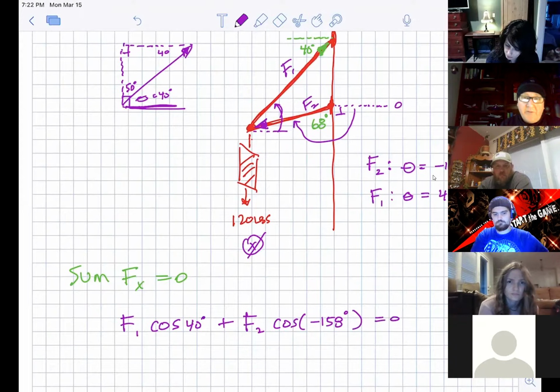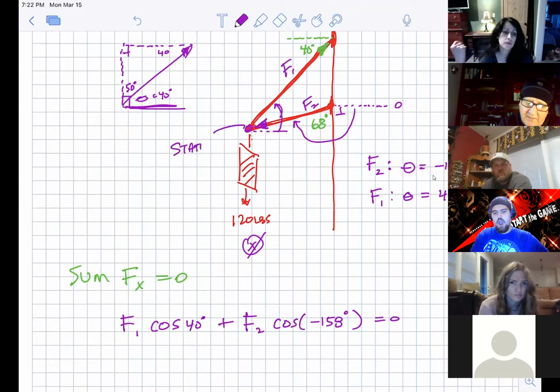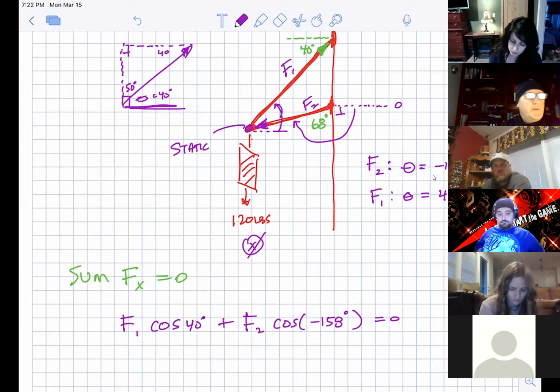There's three vectors here. There's three forces pulling on that joint. We're trying to get that joint to stay static, not move. I don't want that joint to move. If it moves, it's falling. I need that joint not to move. But 120 has nothing to do with that.